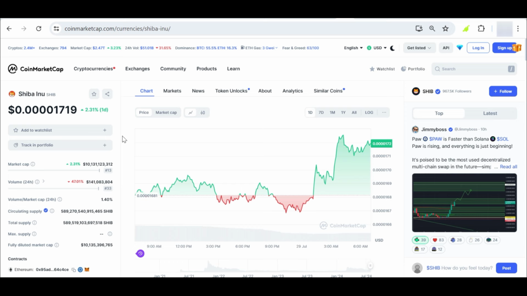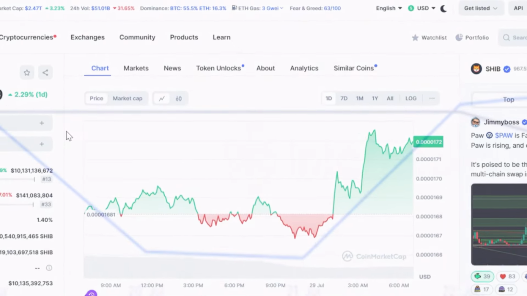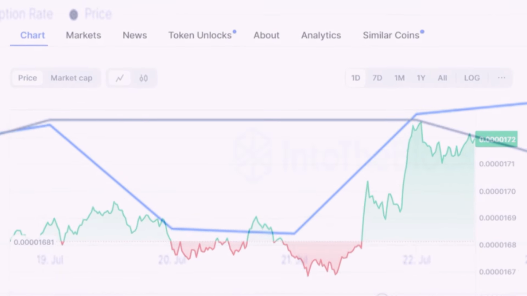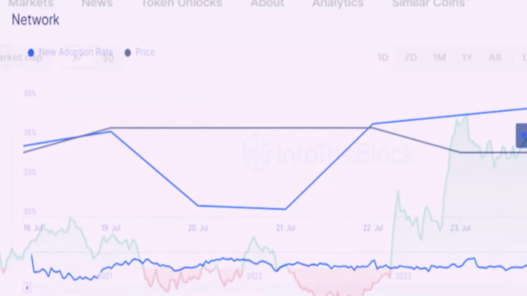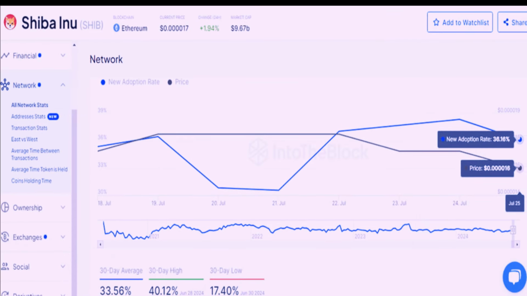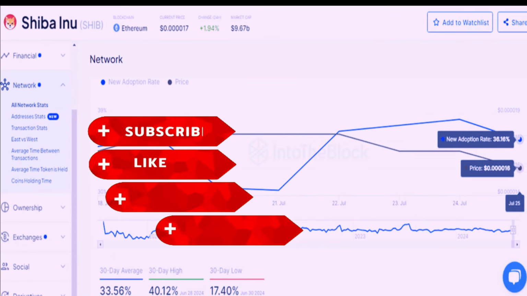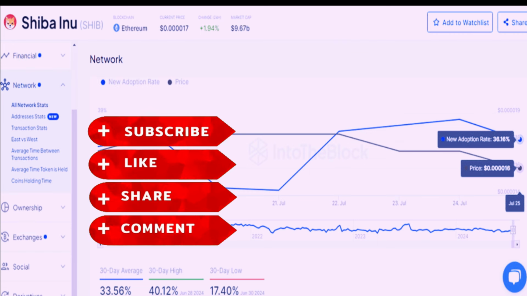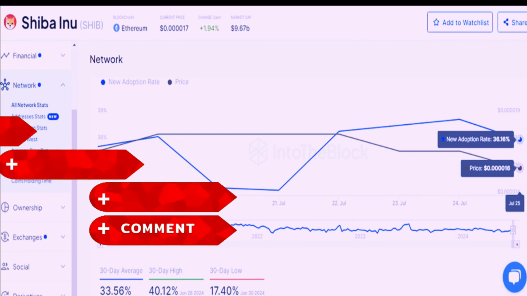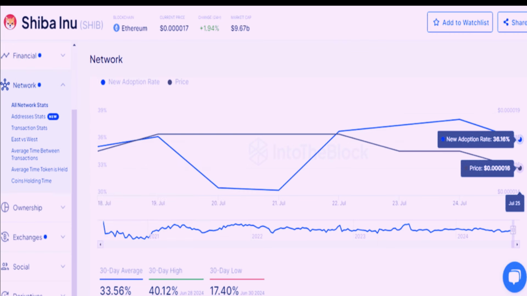On July 18th, the adoption rate was around 33%, and by July 25th, it had climbed to 36.16%. This might seem like a small percentage increase, but in the world of cryptocurrencies, even small shifts can signify big changes in investor sentiment and market dynamics. It's worth noting that the adoption rate did see some fluctuation during this period, with a notable dip around July 20th. However, it stabilized towards the end, indicating a recovery and continued interest in SHIB.